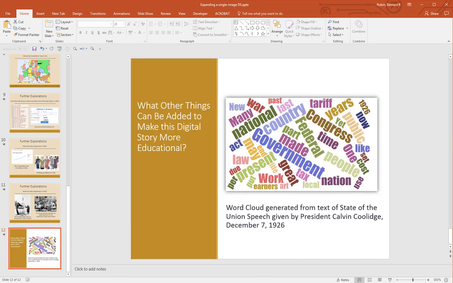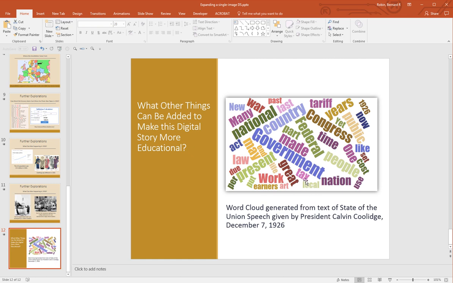I also created a word cloud based on the text from the State of the Union speech, which is the important speech that the President of the United States gives once a year when they're in office. And Calvin Coolidge was the President of the U.S. in 1926. And on December 7th, he made an address to Congress called the State of the Union. And you can see the word cloud that was generated by the words in that speech.